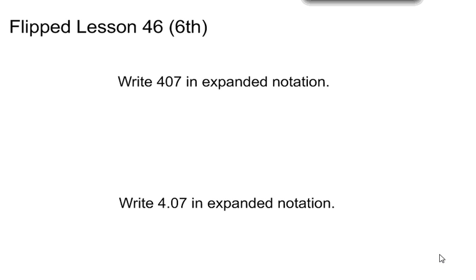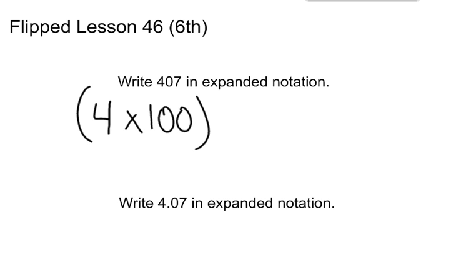I'm going to write 4 times the hundreds place, which is then plus 7 times 1 for the ones place. And so we have the expanded notation. So we can clearly see what expanded notation is.